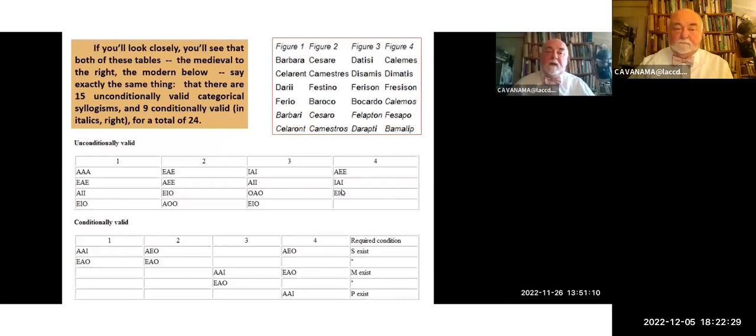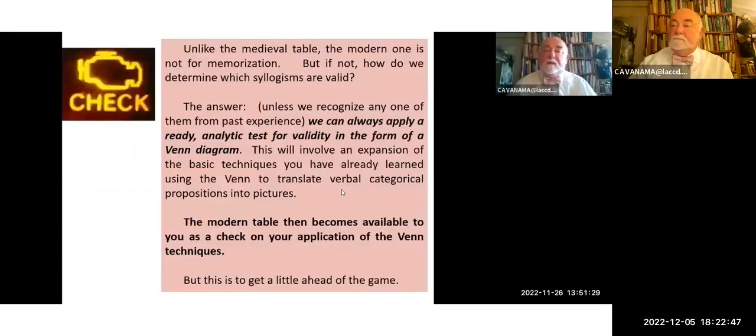If you look closely, you'll see that both of these tables, the medieval one to the right, the modern one below, say exactly the same thing. There are 15 unconditionally valid categorical syllogisms and 9 conditionally valid ones. Valid ones are in italics in the medieval table, and below them, the modern ones. Unlike the medieval table, the modern one is not for memorization.